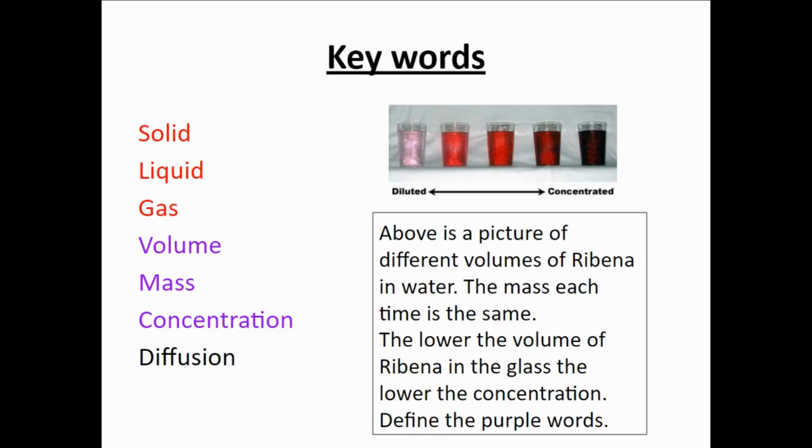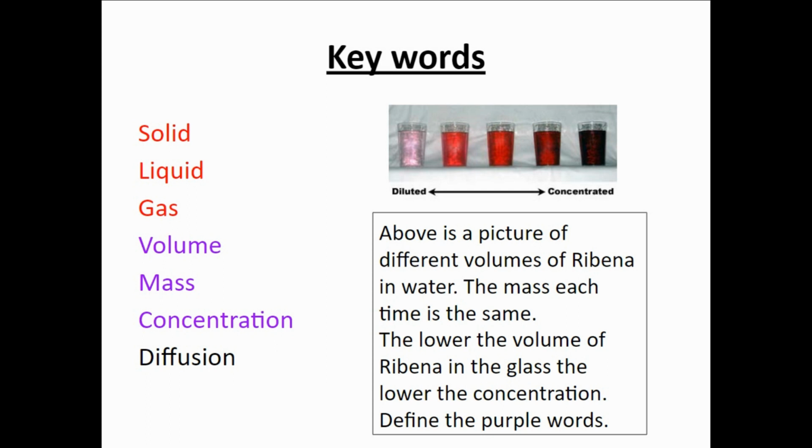Above is a picture of different volumes of Ribena in water. The mass each time is the same. The lower the volume of Ribena in the glass, the lower the concentration. Pause the video and have a go at defining the purple words.